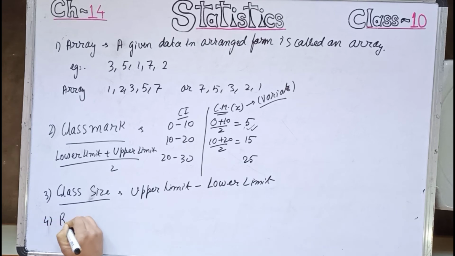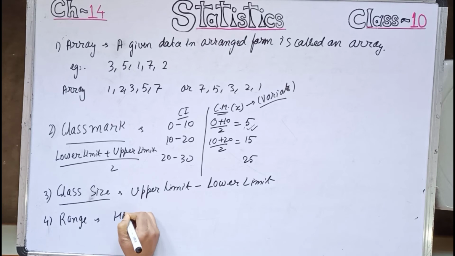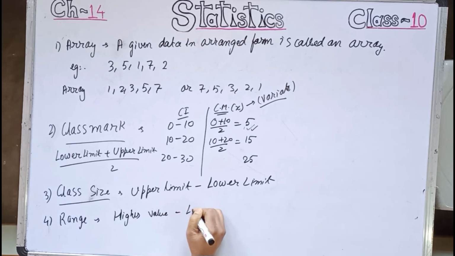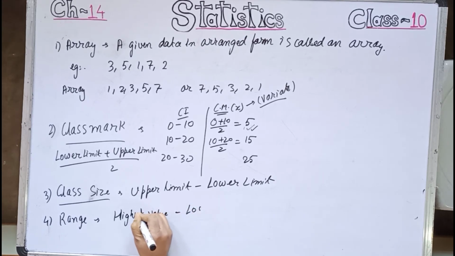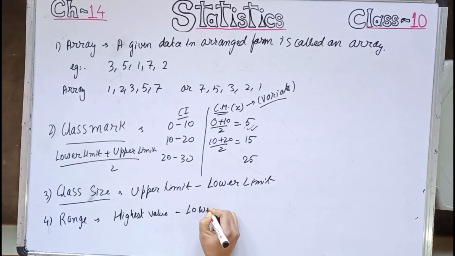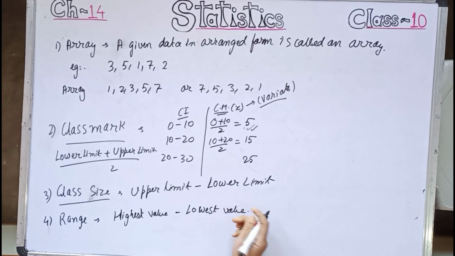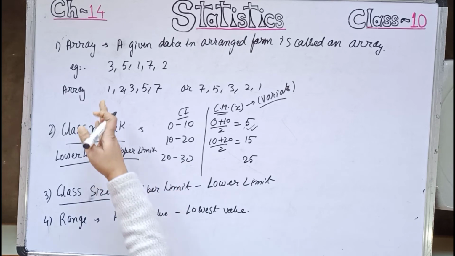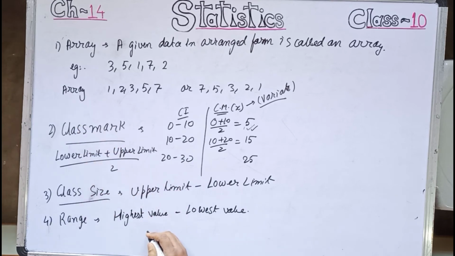Number 4, range is highest value minus lowest value, or variate also we can say. So in this number 1 example which I gave over there, range will be equal to 7 minus 1 equals 6.